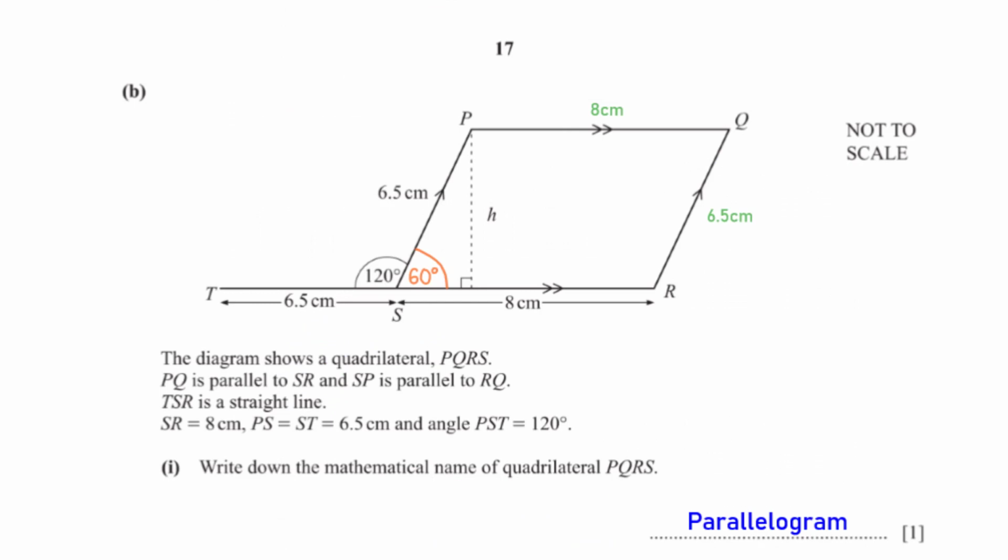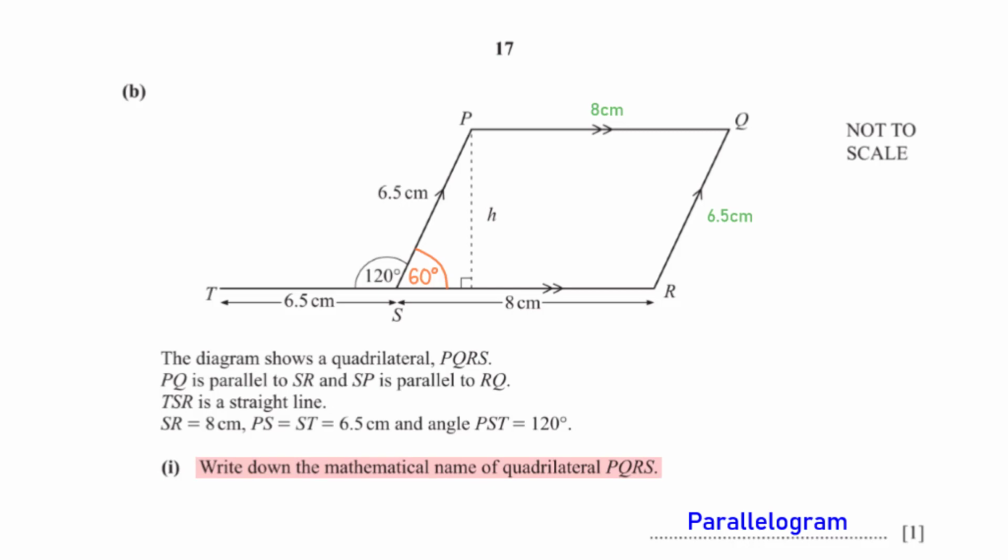The diagram shows a quadrilateral PQRS. PQ is parallel to SR and SP is parallel to RQ. TSR is a straight line. SR is 8 centimeters. PS equals ST equals 6.5 centimeters. And angle PST is 120 degrees.